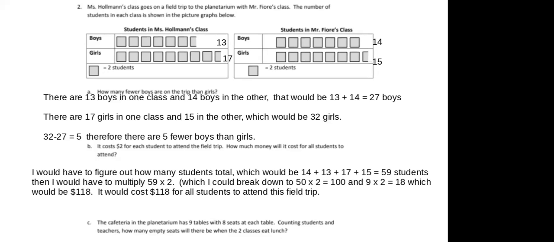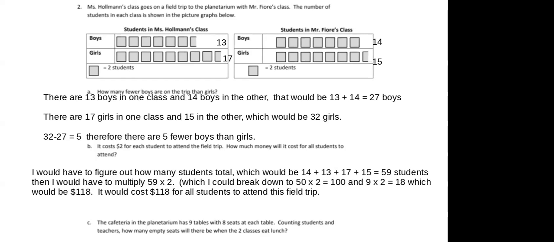I would have to figure out how many students total. That would be 14 plus 13 plus 17 plus 15, which when added equals 59 students. Then I would have to multiply 59 times 2. That's difficult for us, so I gave you a hint. You could break it down into 50 times 2, which would equal 100, and that would leave you 9 times 2, which you can solve, which would be 18, and then you would add 100 plus 18 together. It would cost a total of $118 for all students to attend this field trip.